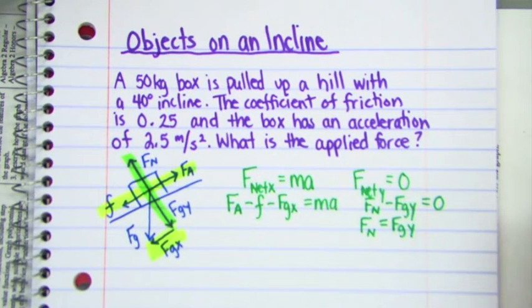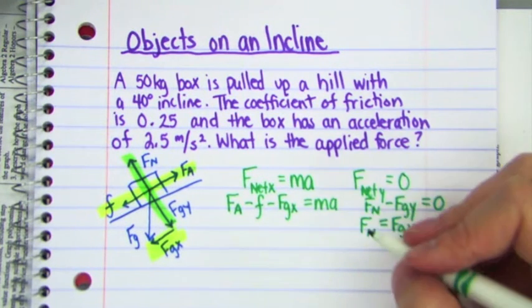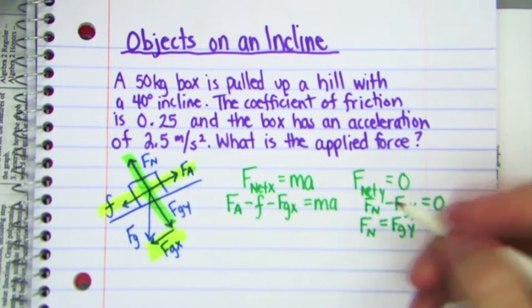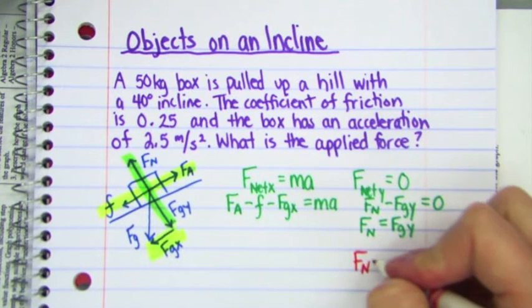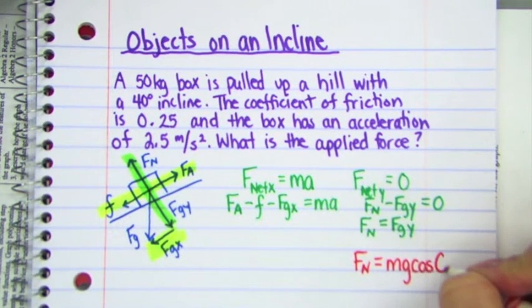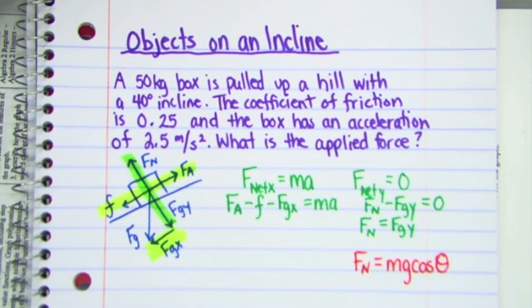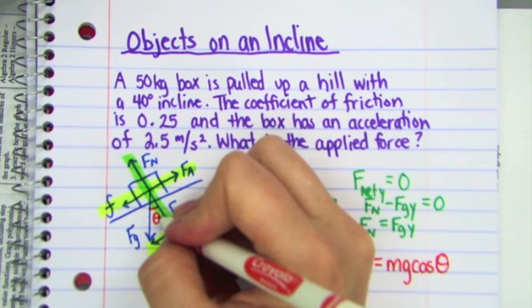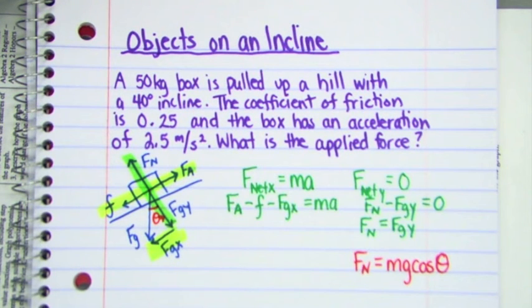I'm now going to substitute the equation for Fgy. I use the cosine because Fgy is the adjacent side to the angle.